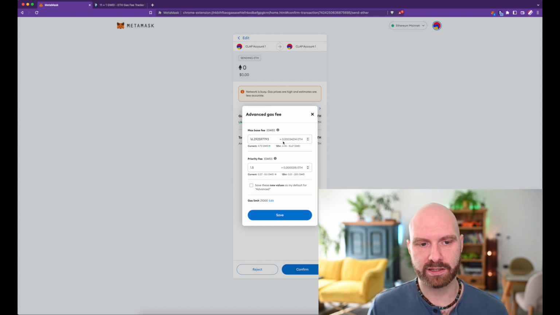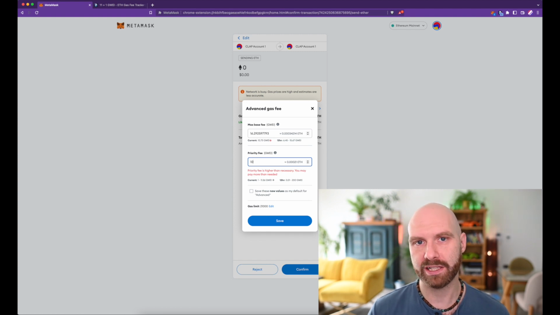Now, some people suggest that in the event of a gas war, you need to enter the same amount in both, for example, 500 Gwei base fee and 500 Gwei priority fee. It makes absolutely no sense whatsoever. Priority fee doesn't have to be very high at all. Something like 10 Gwei would probably be more than enough in the vast majority of situations, maybe 20 if you really want to push it.